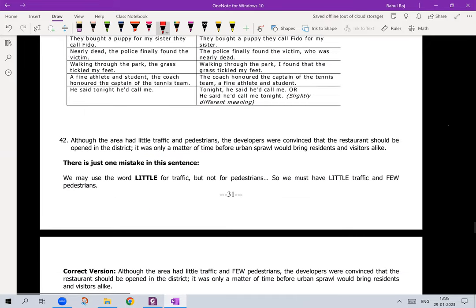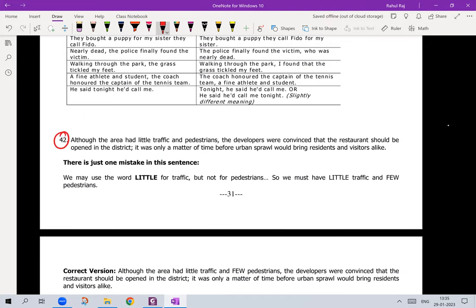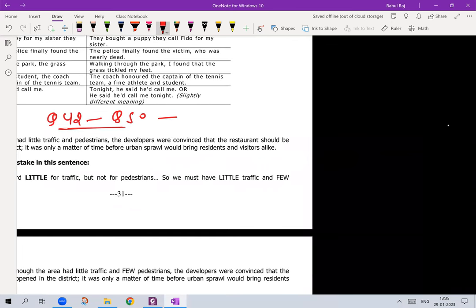So please ensure that you read this entire thing. Let's discuss questions number 42 to 50 in the next class. I think it's too much for you. I'm so sorry, but I can't help. So questions 42 to 50, we'll discuss in the next class, okay? And this discussion will end in half an hour max. Please read it. It'll end in half an hour.